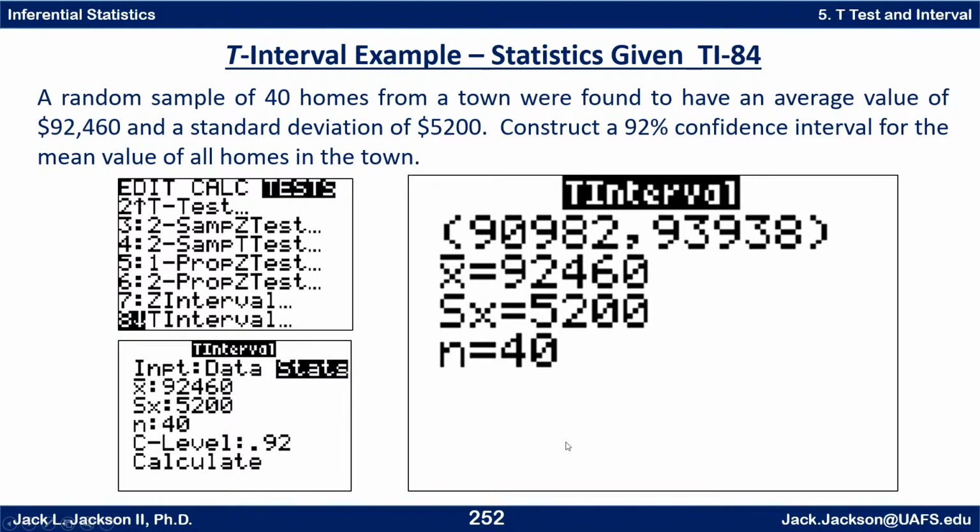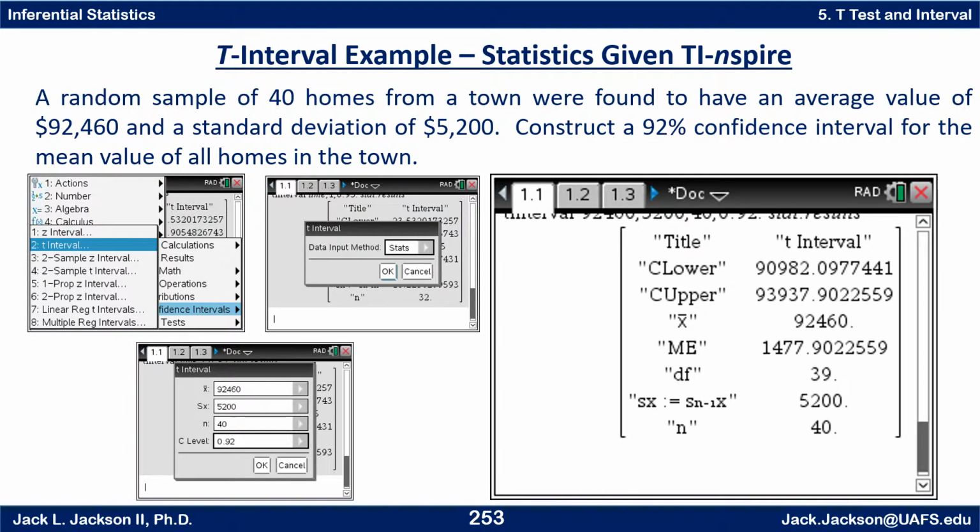So we're 92% confident that the mean value of a home in this town is somewhere between $90,982 and $93,938. The TI-nspire works the same way. You go to menu, statistics, confidence intervals, t-interval, choose statistics, enter in your values there of X bar, S, N, and the confidence level, click OK, and it produces this. This is your lower and upper limits for your confidence interval. Of course, we might round that off.